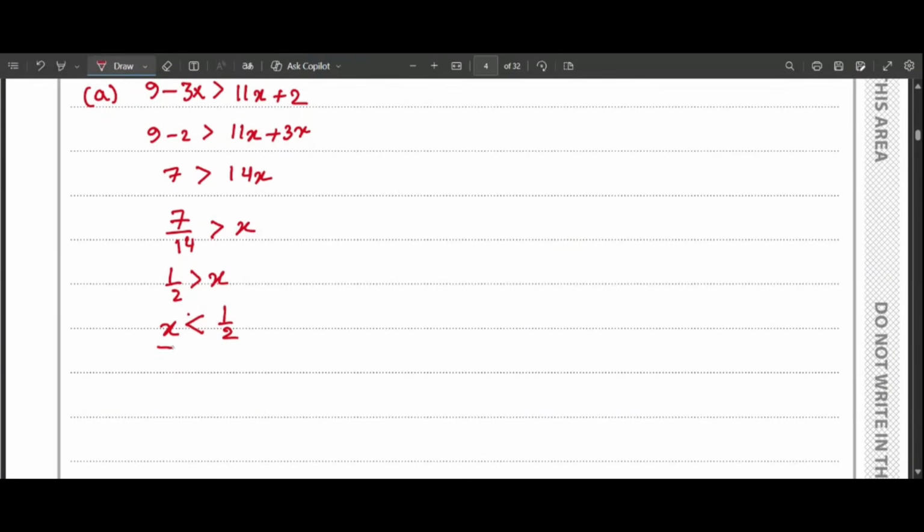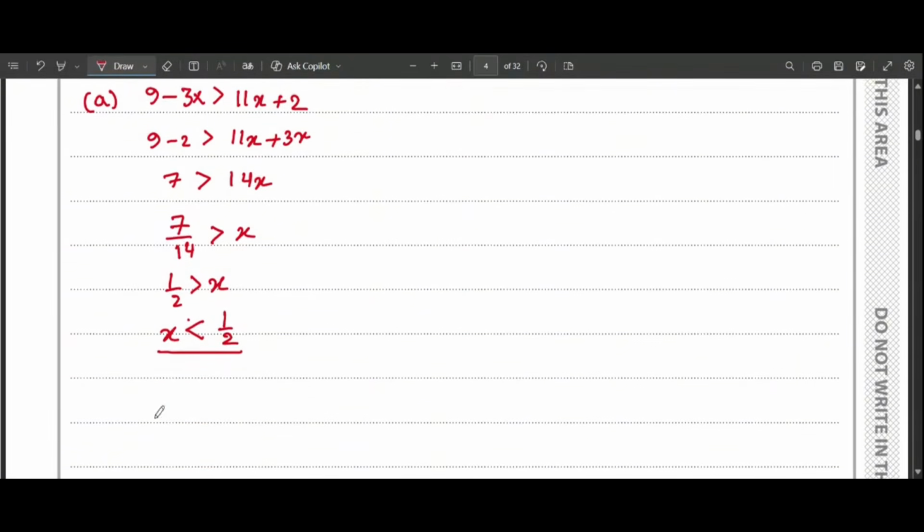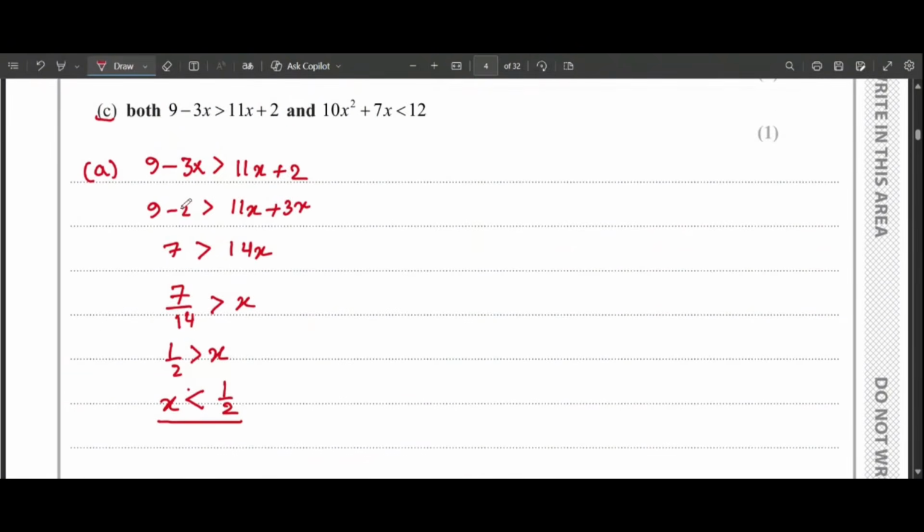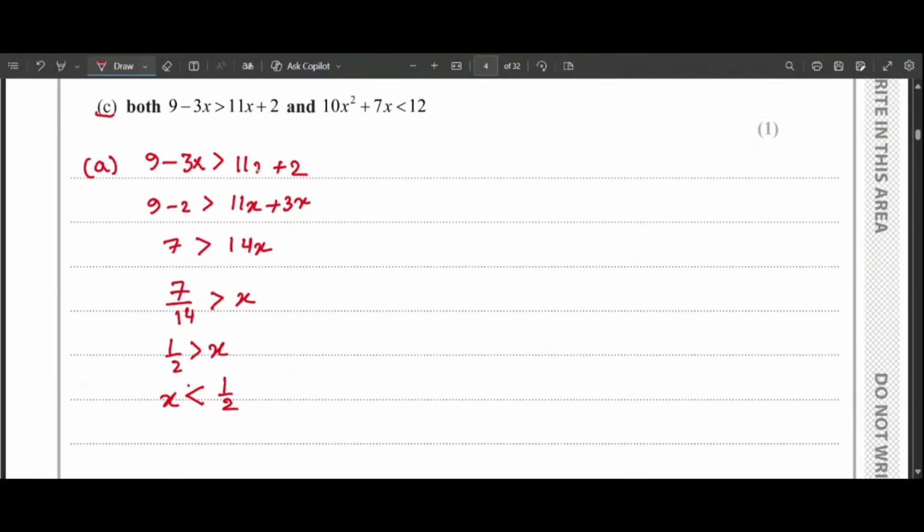The solution we have is x is less than half. So if we consider any number that is less than half, and then we use that number to find the values for these expressions individually, we will see that the values for these expressions will satisfy this relationship. For every single number where x is less than half, the values for 9 minus 3x will always be greater than the values for 11x plus 2. The values of x in this range will always satisfy this inequality. So this is our answer. This is the set of values of x for which our inequality is true. Now we can move to part B.